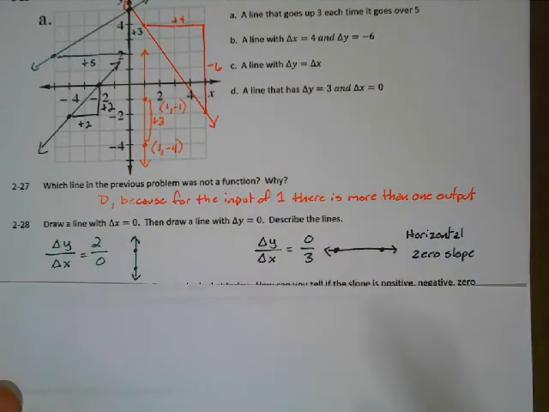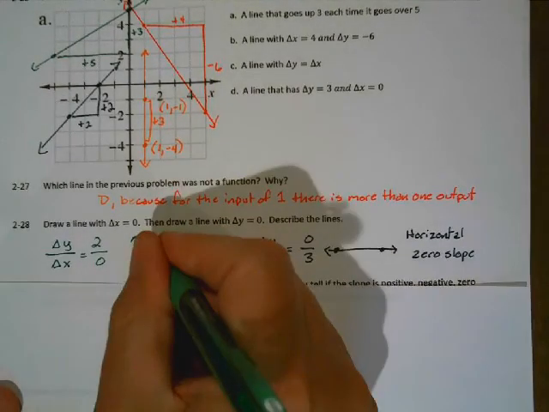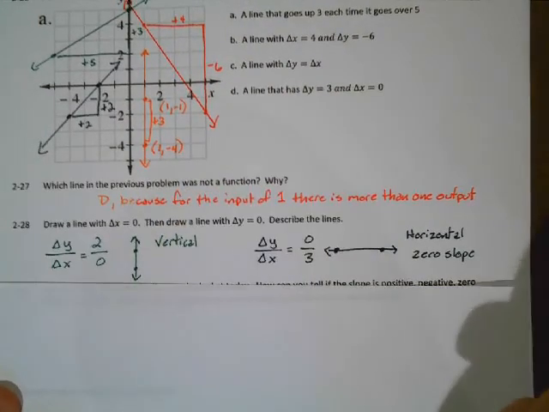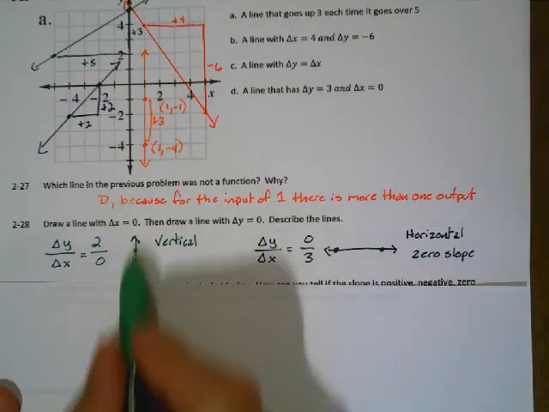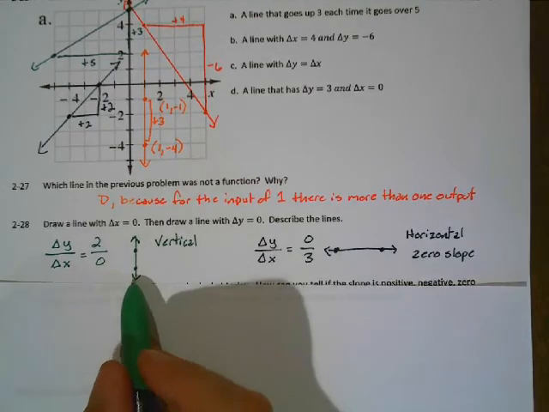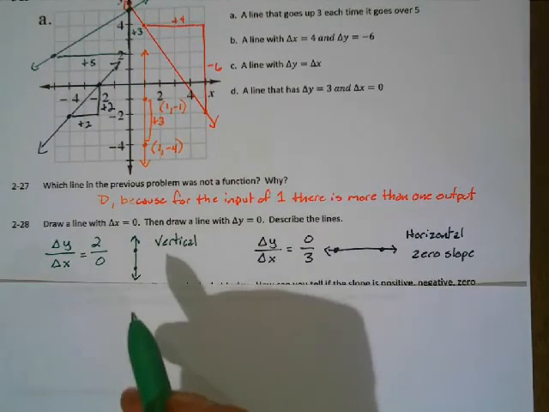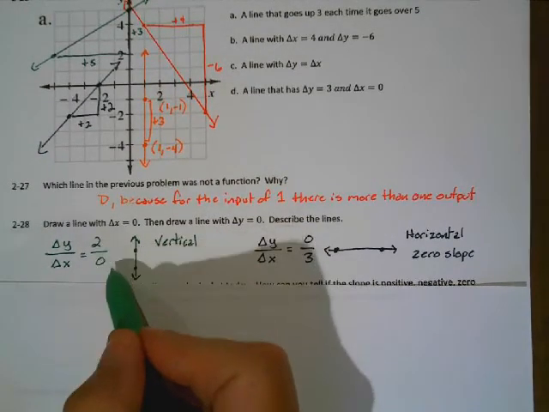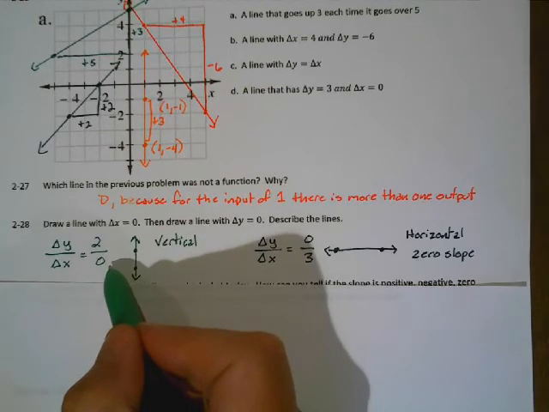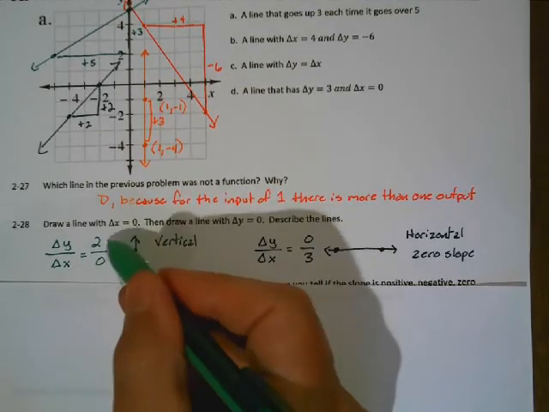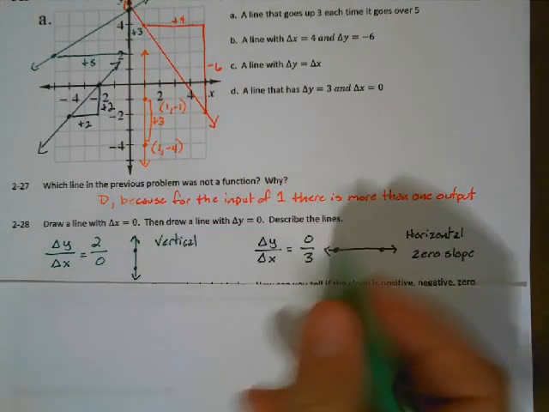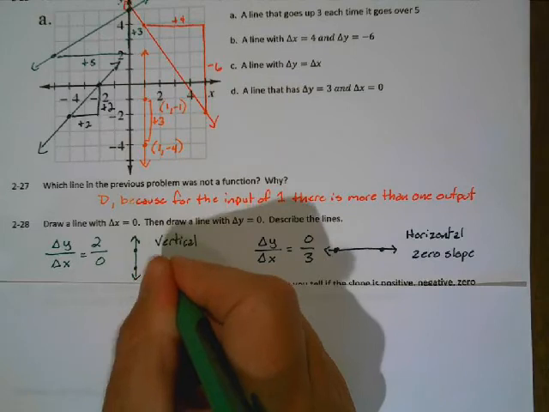Now let's look at this one. This one was a vertical line. First thing we know about vertical lines is they are not functions, because you have more than one output for any input. The second thing that I know is I cannot have 2 divided by 0. We covered that in the last unit. That makes no sense. It's like giving me 2 pieces of no pizza. That's crazy talk. So what we say for this one is that there is no slope.